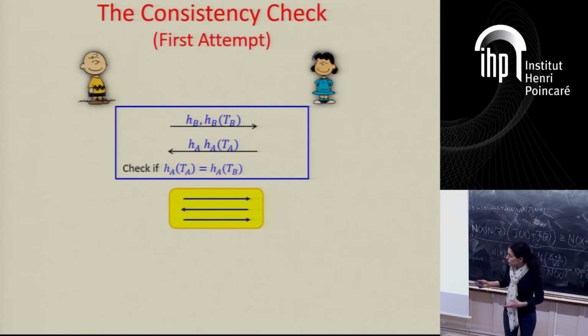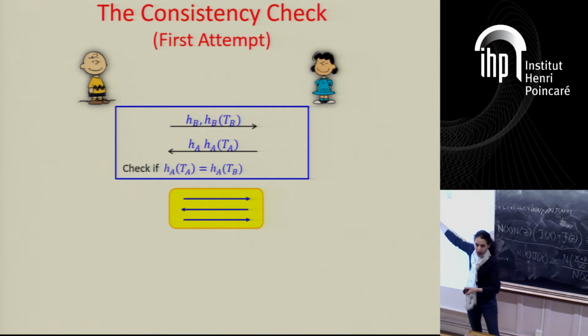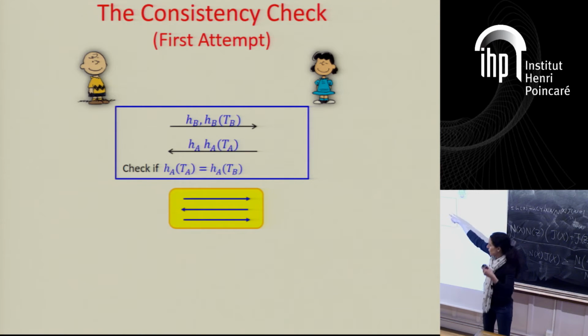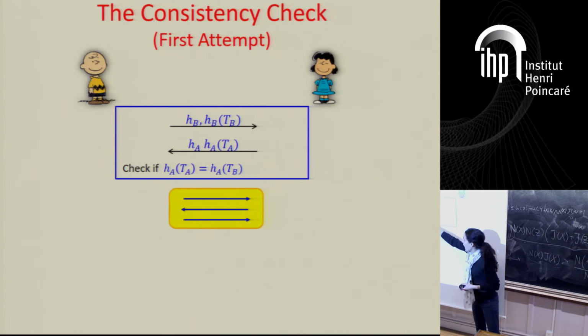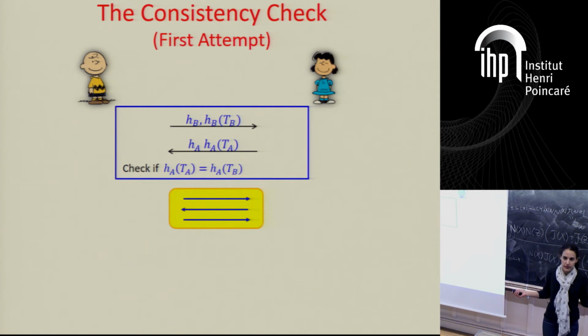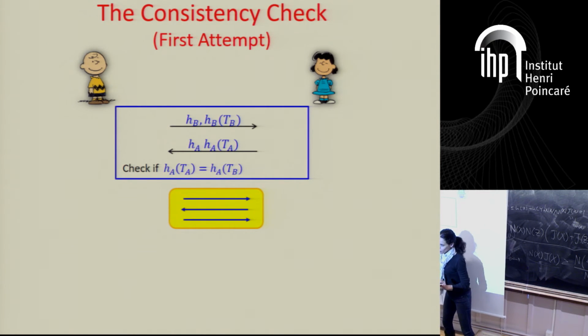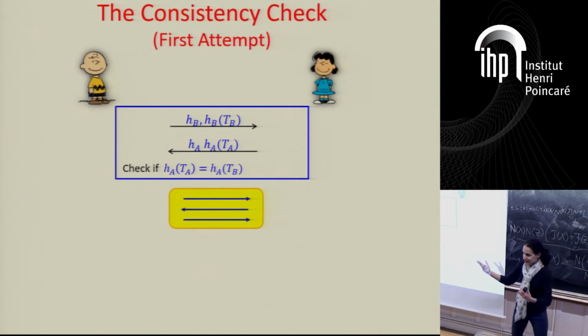So what do they do? They just apply a hash to the transcript. Bob sends a hash of his transcript, and Alice sends a hash of her transcript, and they check if they're equal. Why would they send the hash if they don't check? Sorry, Bob checks, and the same thing Alice checks. I wrote it only from Bob's perspective. Alice does the same thing.